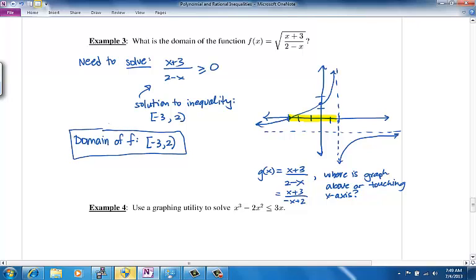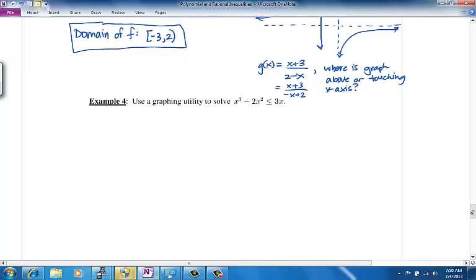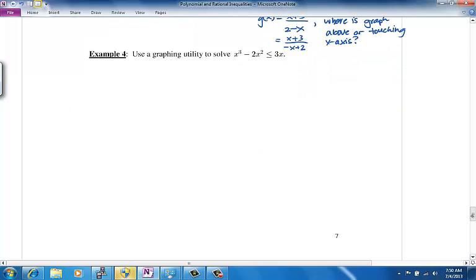So that's one place where we need to solve rational or polynomial inequalities, would be if we have a square root of a rational or a polynomial function, and we need its domain. Then let's take a look at solving one of these inequalities on our calculators.